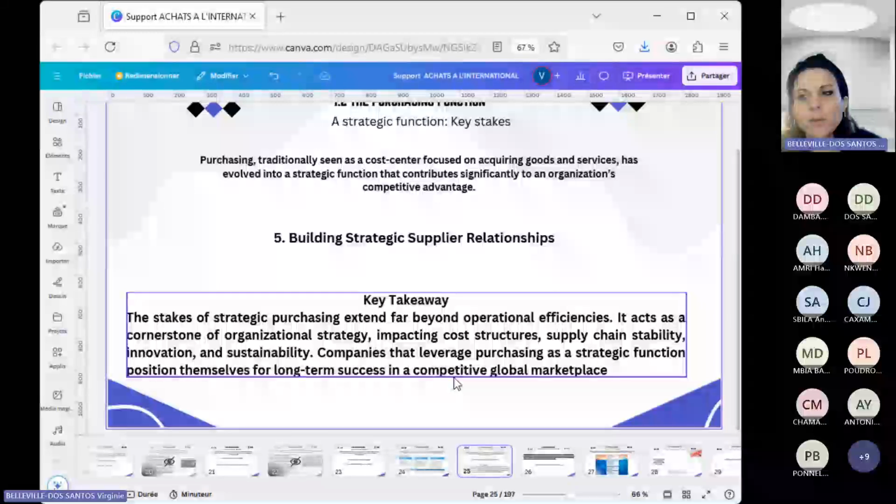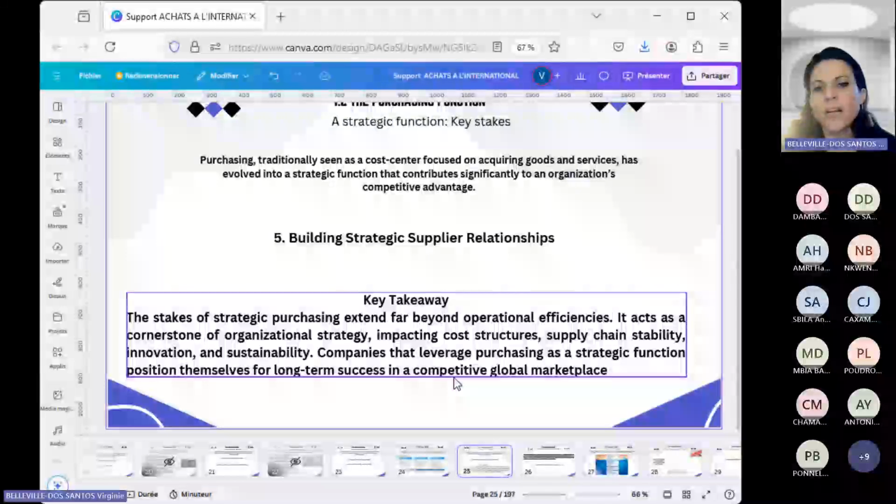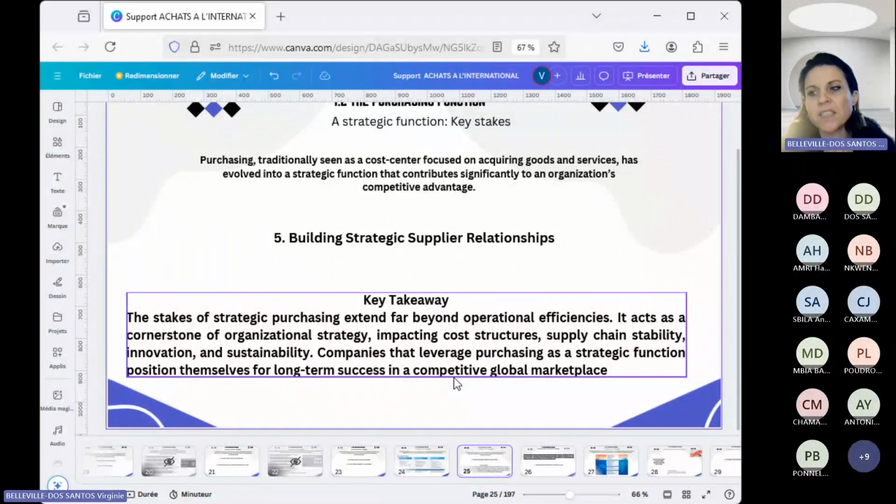So the key takeaway of this section: the stakes of strategic purchasing extend far beyond operational efficiencies, and it takes a role as a cornerstone of organizational strategy, impacting cost structure, supply chain stability, innovation, and sustainability. Companies that leverage purchasing as a strategic function position themselves for long-term success in a competitive global marketplace.